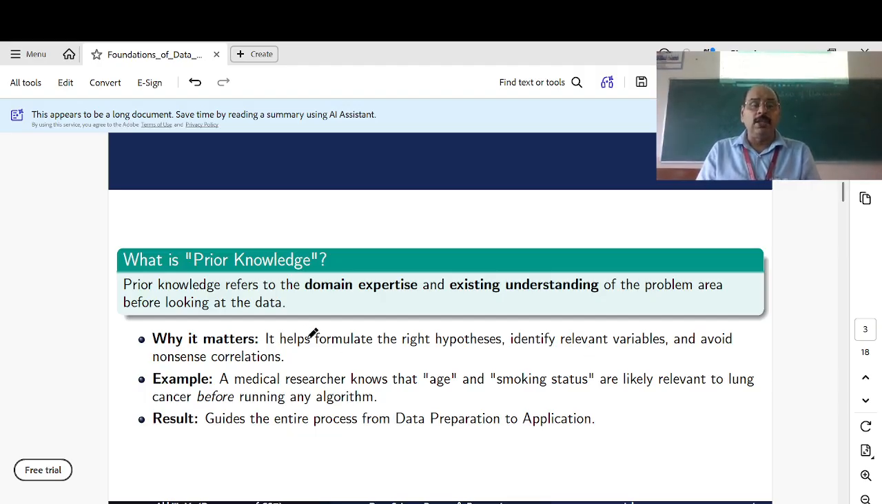So why is it that we need to have prior knowledge? We need to have prior knowledge because we need to design the right hypothesis. What is meant by hypothesis, I'll tell you later on, but you should understand that you have something called a hypothesis.